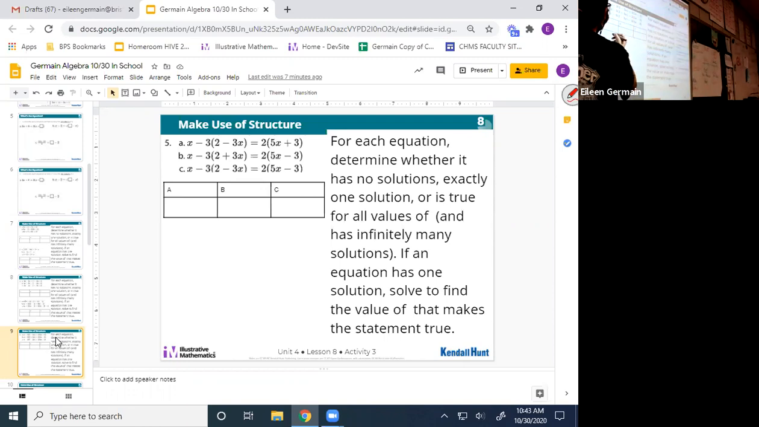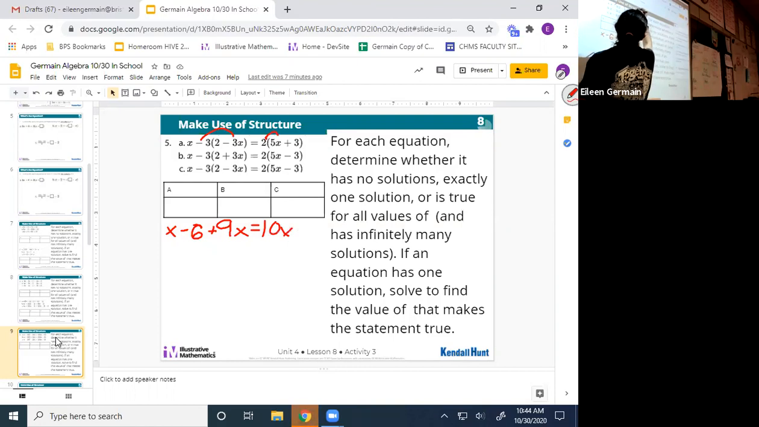I have to distribute. So I'm going to have an x minus 6 plus 9x is equal to 10x plus 6. So what would I have to do next here, John?